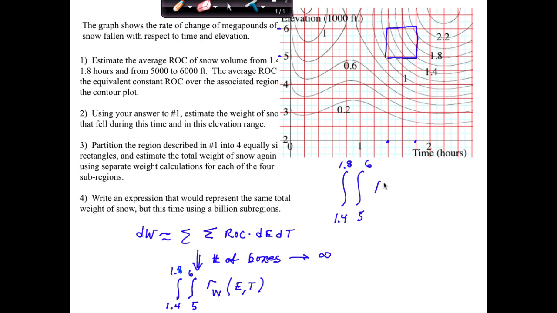So this is the rate of change of weight of snow with respect to elevation and time, and then times dE first, right? And now this would represent that exact weight of snow over that time interval, over that elevation range.